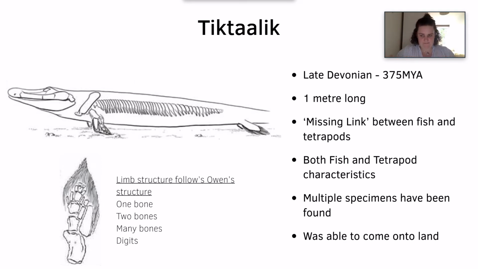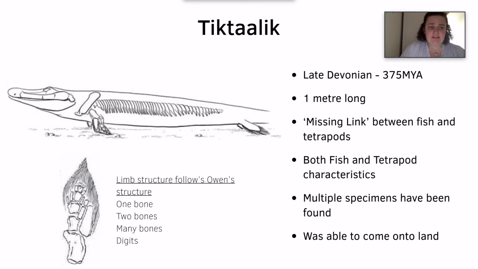And this is because it has both fish and tetrapod characteristics. So, for example, it has this limb structure where it's got the tetrapod limbs, but it also has a fin. So the limbs turn into a fin. It also has this key number of 5 digits, but these limbs weren't really suitable for walking. However, it could push itself off the ground.